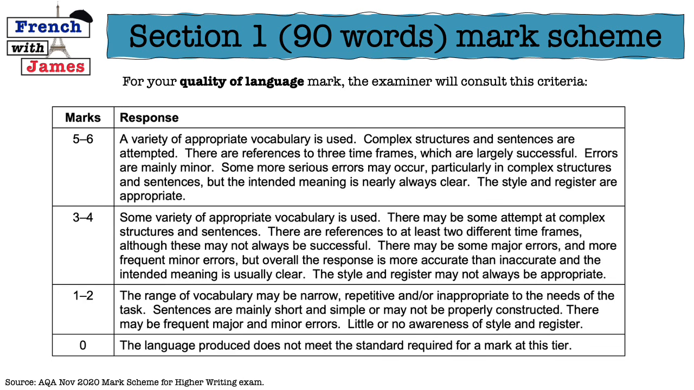You can make quite a few minor errors and still get into the top band, and you can even make a couple of serious errors, especially when you're having a go at more complex structures and sentences. The key thing is that the intended meaning is nearly always clear. So if a French person were to read those 90 words, they'd get most of it, maybe 80 or so words, they'd know exactly the messages you're trying to express.